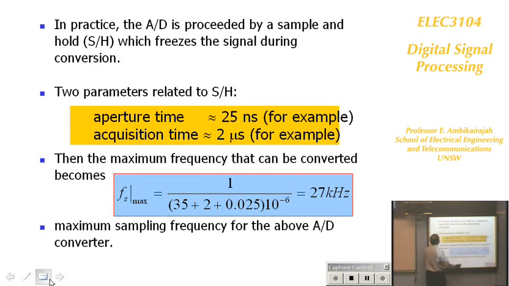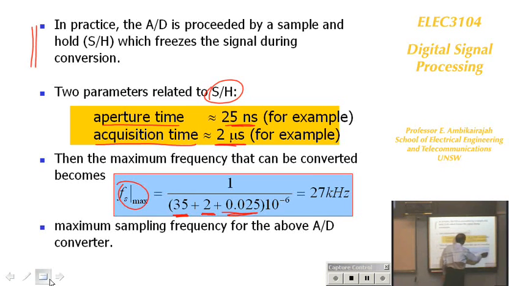And a few other things, you will learn all these in your electronics course, but just to give you a couple of other parameters, when you are dealing with sample and hold, you've got an aperture time of 25 nanoseconds and an acquisition time of 2 microseconds, for example. Then we have to calculate the maximum sampling frequency for the ADC converter. So sampling depends on your 35 microseconds of conversion time plus the 2 microseconds of acquisition time plus the aperture time, and that gives 27 kilohertz.